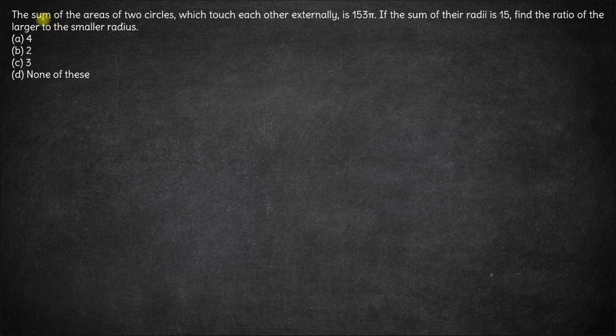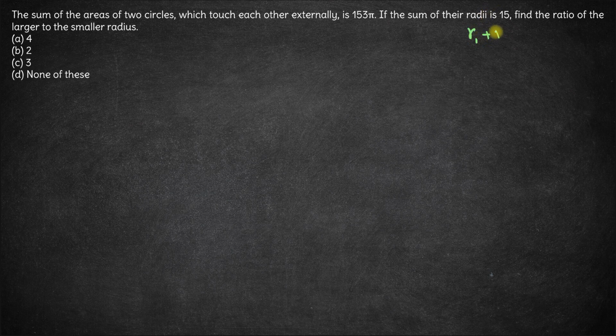Hi, here we have the sum of the areas of two circles which touch each other externally is 153 pi. If the sum of their radii is 15, find the ratio of larger to the smaller radius. So let's say the radii are R1 and R2.